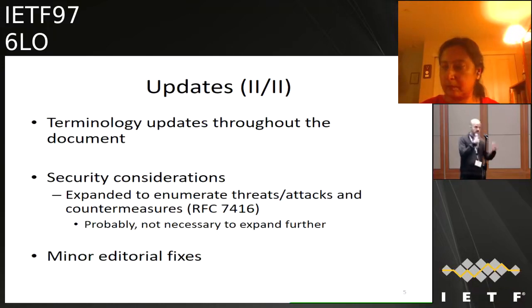And we were asked to expand that text a little bit. So what we have done in this version is to at least enumerate which are those threats, attacks, and countermeasures. However, we think that it's probably not necessary to expand that any further, because the details are already present in RFC 7416. And finally, we have also performed some minor editorial fixes throughout the document. Next, please.